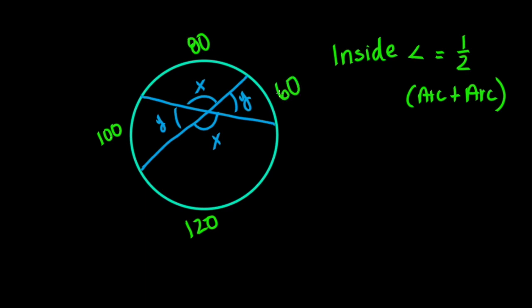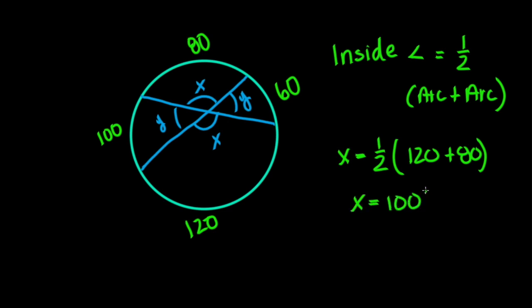Now let's go ahead and find the measurements of the angles. For inside angle X, it's going to be equal to half of 80 plus 120. 120 plus 80 equals 200, and if we divide that by 2, we're going to have that our X angle equals 100 degrees. So we know that this here and this here are both 100. Now we could also do simple math just to find out what the other angles are, as we know that 360 degrees make a circle. However, let's go ahead and get some more practice with this formula.